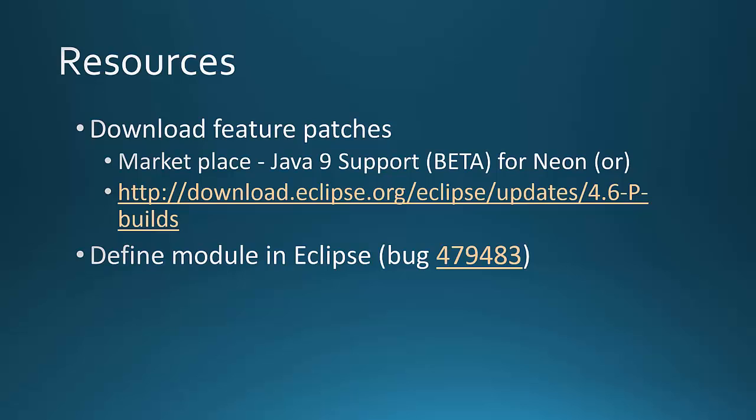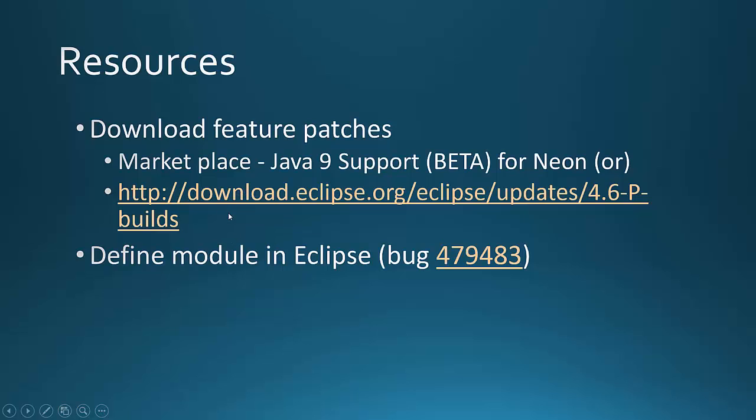The easiest one is to go to the Marketplace, search for Java 9 support beta, and install it in one of the latest Eclipse Neons. You can try it out in the Neon release itself, or you can download the P-builds which are available at this link, and you can take part actively.